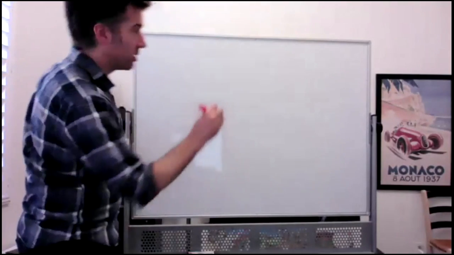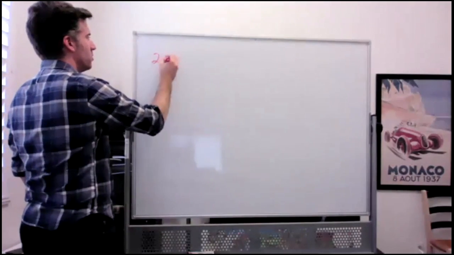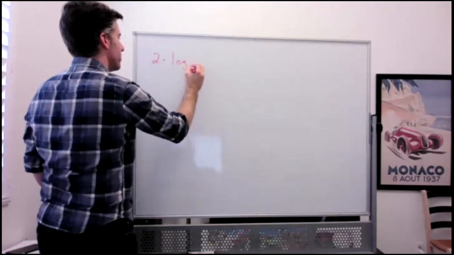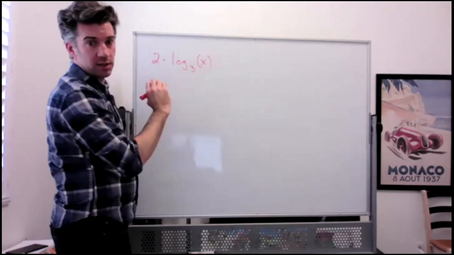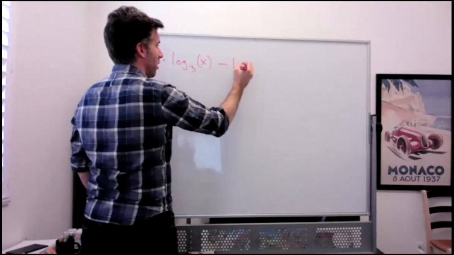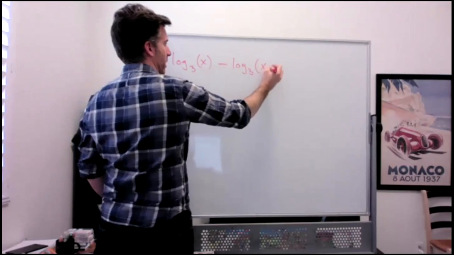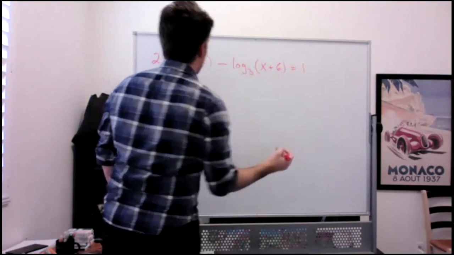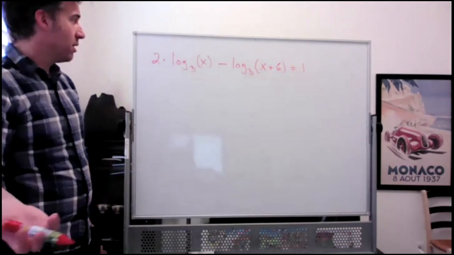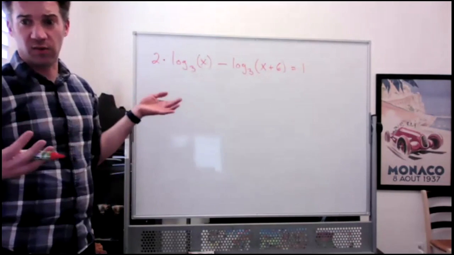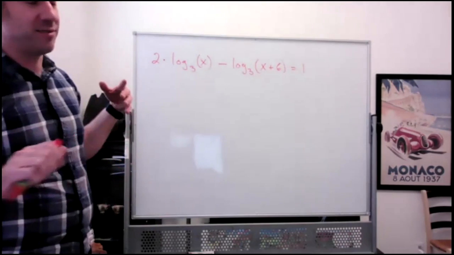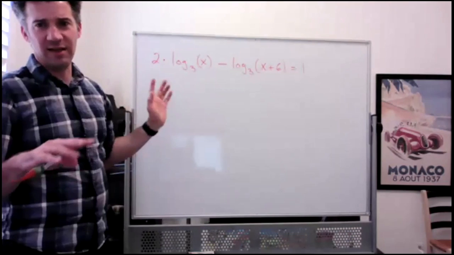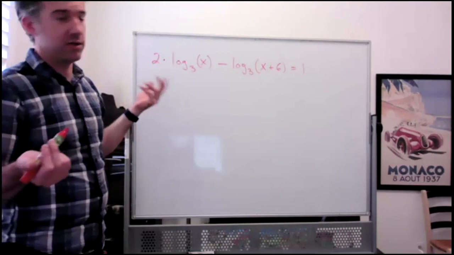So let's see what we got here. I want to solve again for x. So I've got 2 times log base 3 of x, minus log base 3 of x plus 6, I think. Yeah. Equals 1. I do want to point out that whenever we're solving these logarithmic equations, it's definitely a bummer when you do all that work, you get no answer. Which won't usually happen in these problems, but it could happen, so we have to be aware of it.